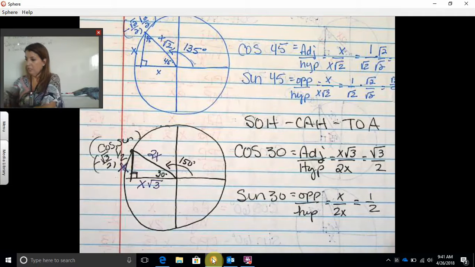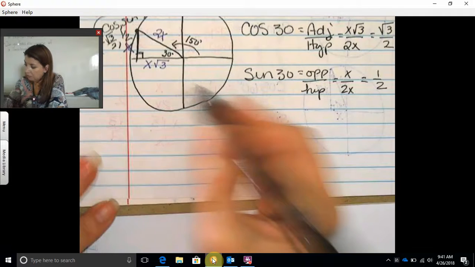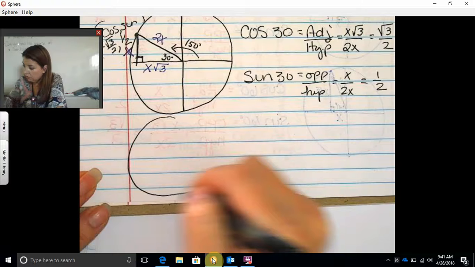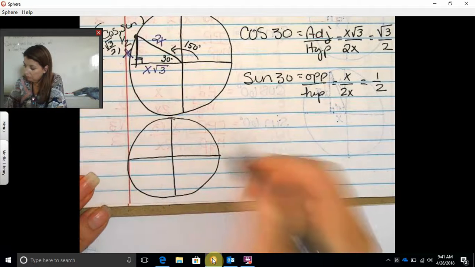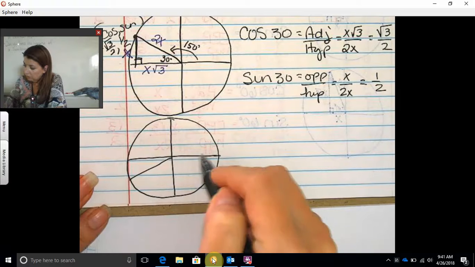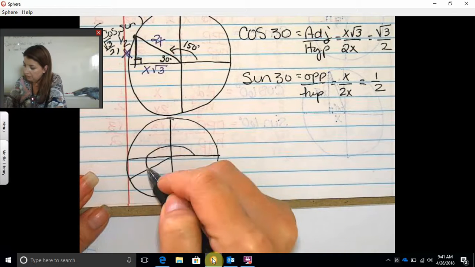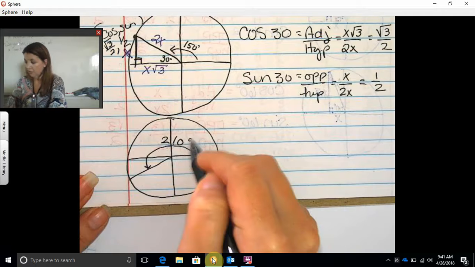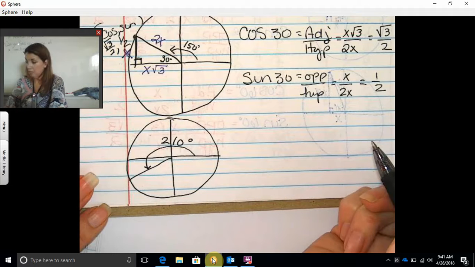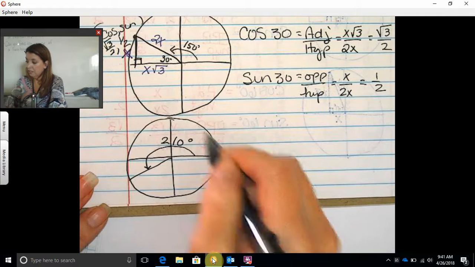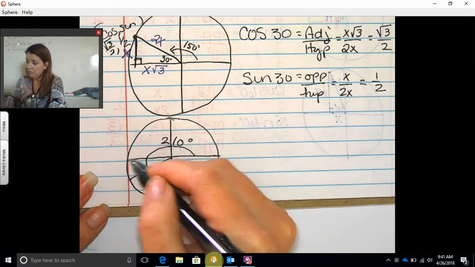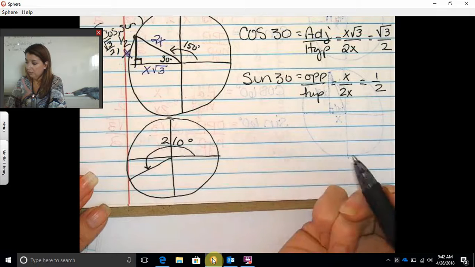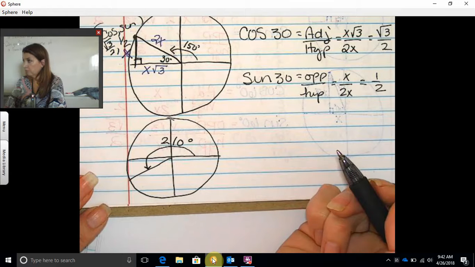And I still have room on this page, so I'll kind of speed it up from here. Just want to kind of jog your memory. From here to here, that's 210 degrees. We know it's 90 degrees from here to here, 180 degrees from here to here. So how many more degrees is it from the 180 mark to the 210 mark? 30 degrees, right?